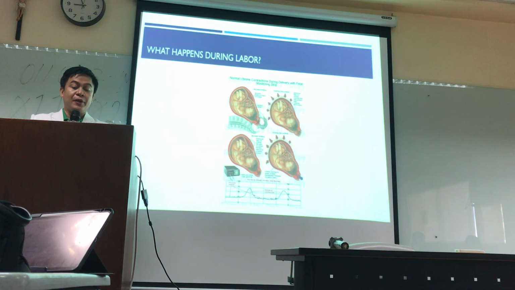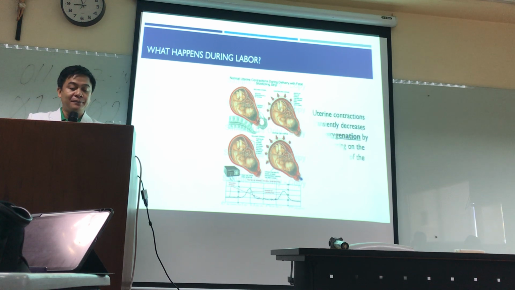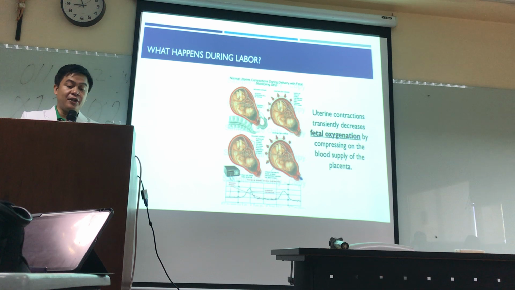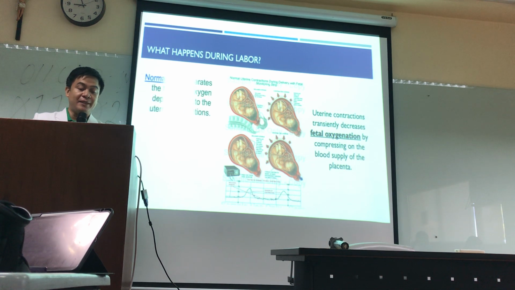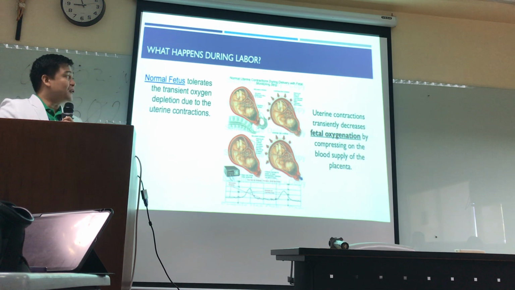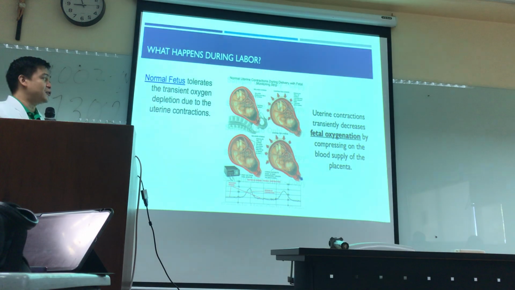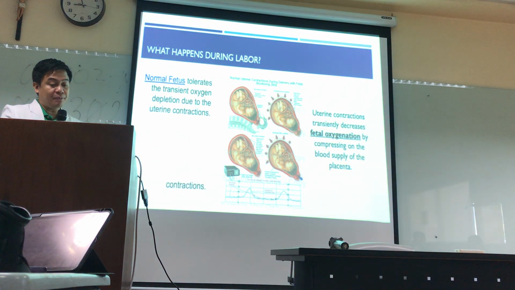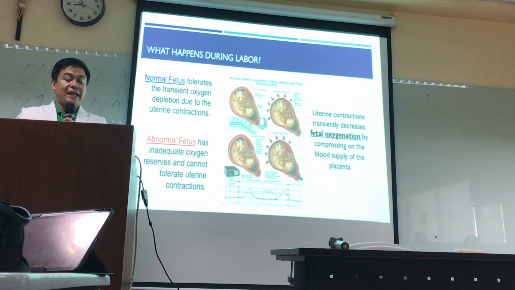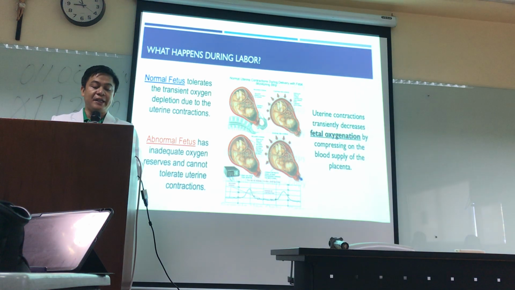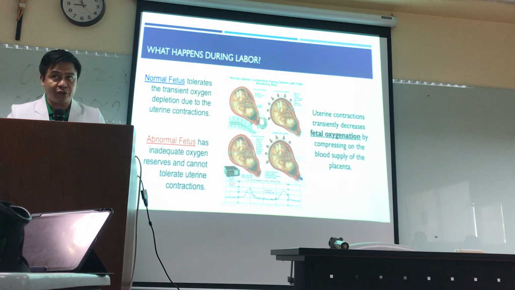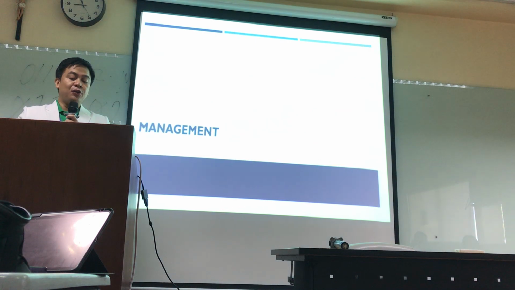Okay? So again, what happens during labor? So uterine contraction transiently decreases fetal oxygenation by compressing on the blood supply of the placenta. The normal fetus should tolerate the transient oxygen depletion due to uterine contractions, but abnormal fetus has inadequate oxygen reserves and cannot tolerate uterine contractions. Okay?